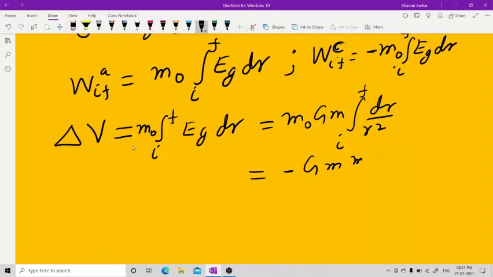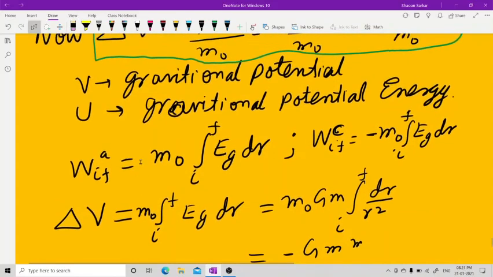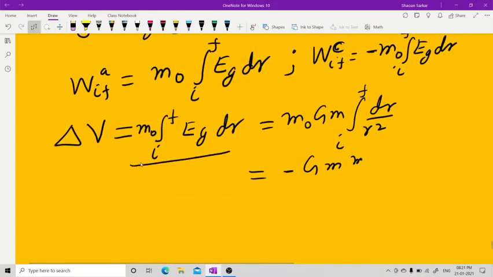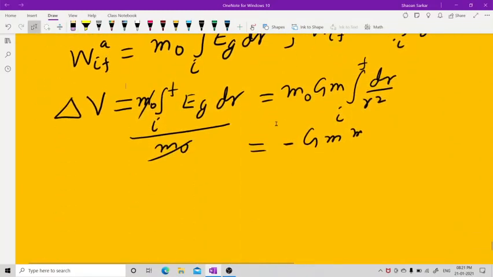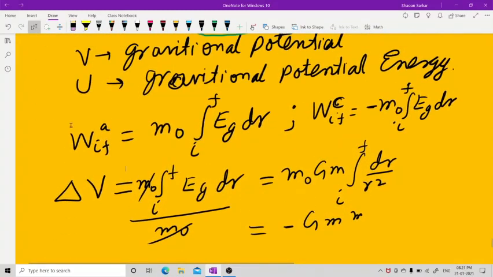I have to write EG dr. Sorry, del V is upon M naught. This M naught cancels out because it is W. See this expression: del V is W applied upon M naught, minus WC by M naught. And what I have written here is WA M naught, so I have to divide this WA by M naught. So M naught cancels out. I don't get this M naught here. I get only this. Now I will do the integration.